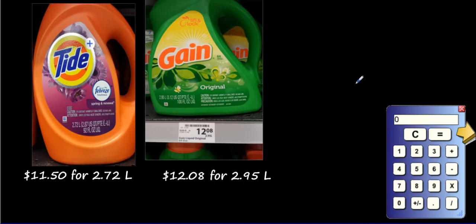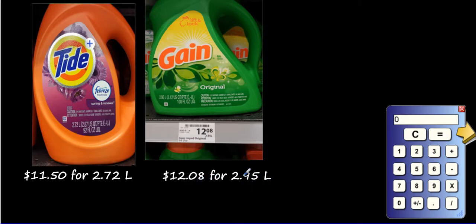I'm going to take you through a little trip into the grocery store and show you scenarios where you're going to need to use some proportions to figure stuff out. I took this picture at the local supermarket and we have Tide versus Gain. Now, Tide costs $11.50 for 2.72 liters, whereas Gain is $12.08 for 2.95 liters.